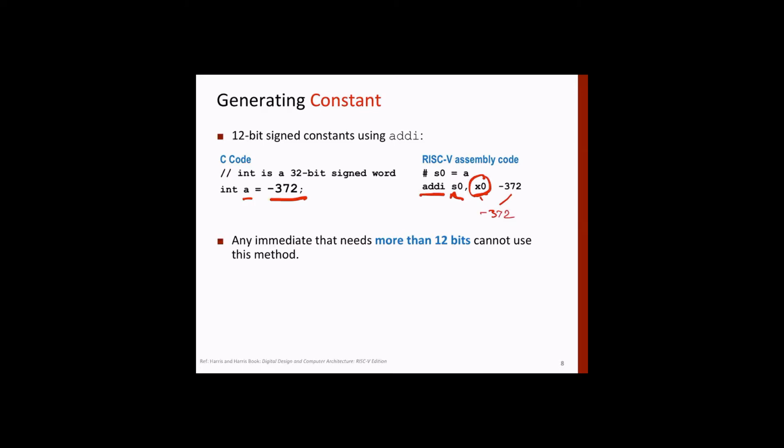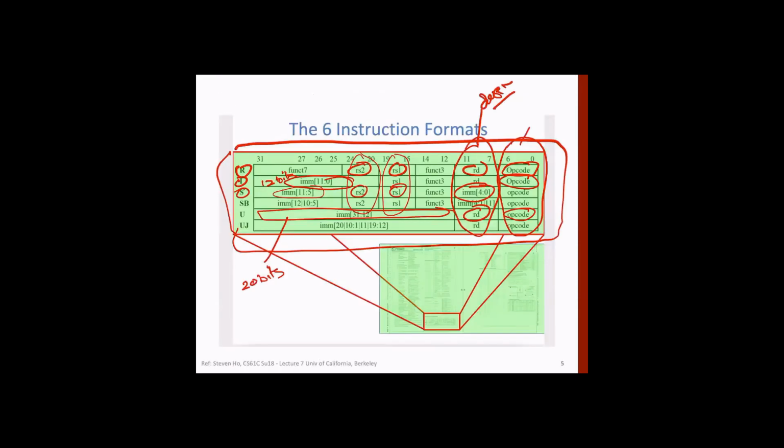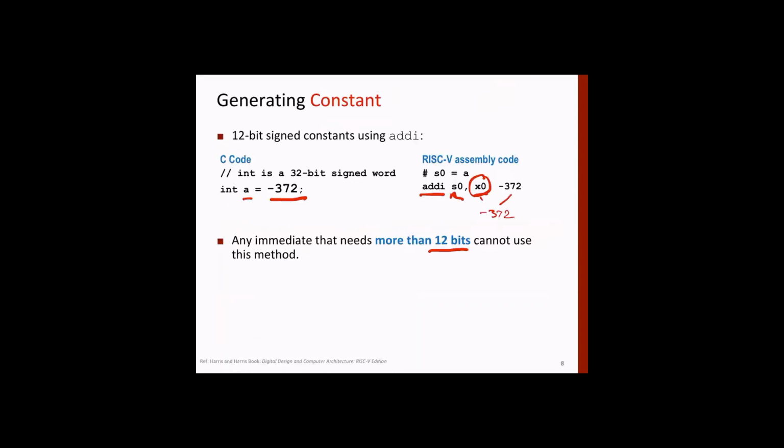Now what is the constraint here? If you look at the format of ADDI, there are only 12 bits for the immediate field. You can look at the format here. This is the I type, the immediate type. The total number of bits here are 0 to 11, which is 12. It means that the constant we are generating has to be limited by this number of bits.